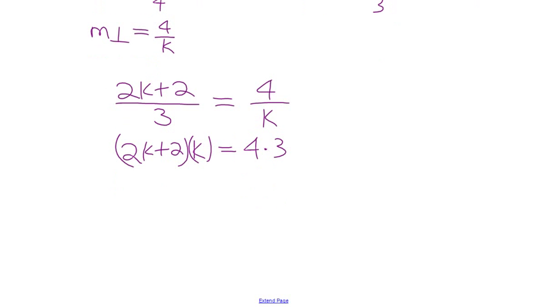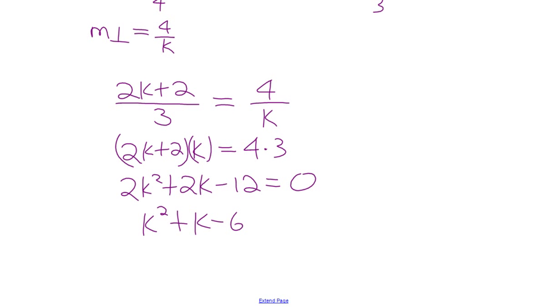Now we're going to expand the left side, getting 2k squared plus 2k. The right side is 12. We'll subtract 12 from both sides. We'll divide through by 2 because they're all divisible by 2. And what do we get? k minus 2, k plus 3.